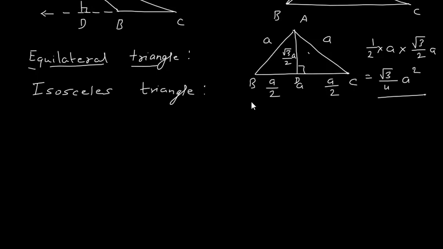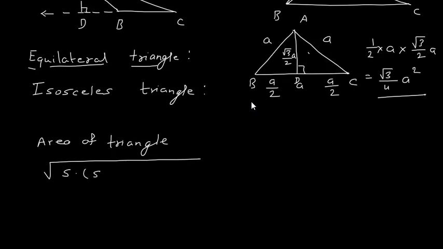Now here we are going to discuss a general formula where, using the length of all three sides, we can find the area. So there is no need to find the height. The statement of the formula is like this. The area of a triangle using Heron's formula is root of S into S minus A into S minus B into S minus C. This is the formula for the area of a triangle.